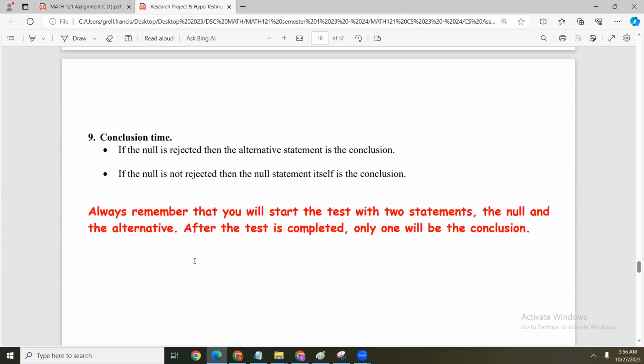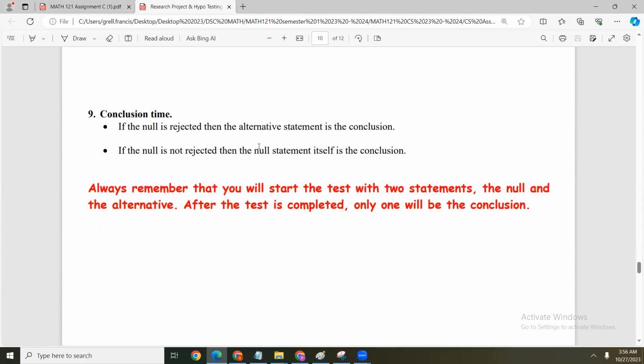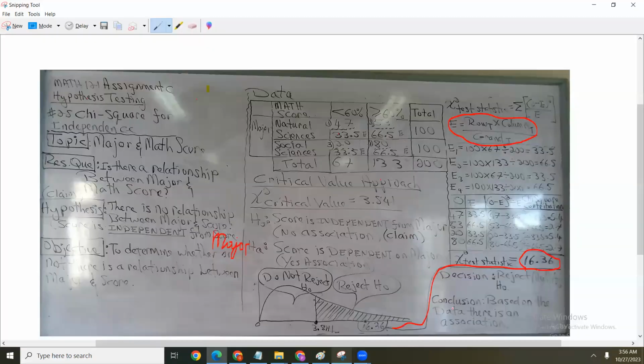Now, the final step is the conclusion. If the null is rejected, then you're left with the alternative, and it will be the conclusion. But if the null is not rejected, the null itself will be the conclusion. Always remember that you will start the test with two statements, the null and the alternative. After the test is completed, only one will be the conclusion. So in this example, since the null was rejected, based on the data, there is an association. What type of association? You have to leave that for another research.